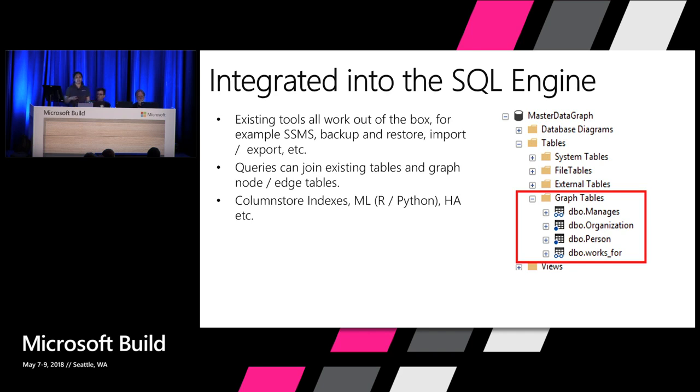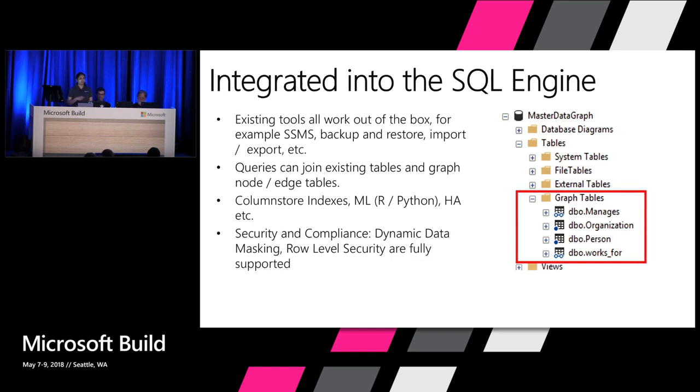Along with that, all the other cutting edge technologies that SQL Server provides, like columnstore indexes, machine learning using R and Python, HA, everything is supported on the graph features. So you get high availability and everything out of the box for graph. We support all the security and compliance features, so dynamic data masking, row-level security, you just get it out of the box for your graph schema or graph tables too. And this is available on SQL Server on Linux as well.